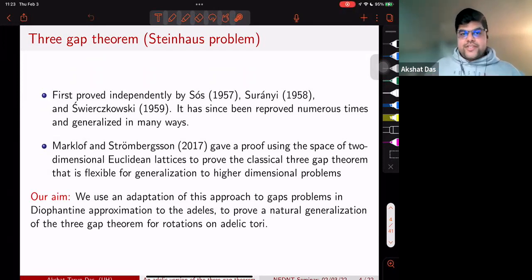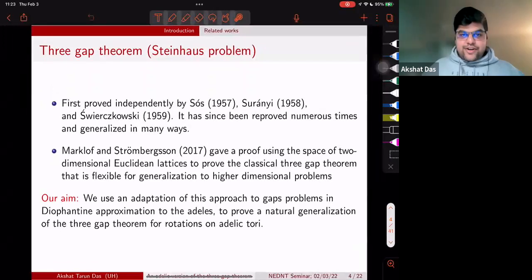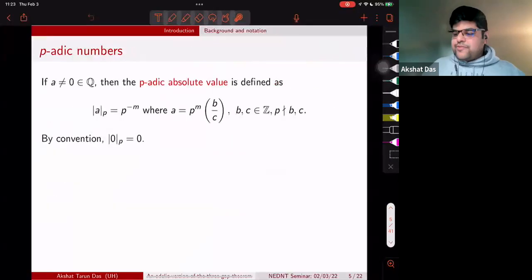And what we are doing in this project is using an adaptation of this process to the adeles to prove a natural generalization of the three-gap theorem for the adelic torus. So that is our goal. But before I start talking about our work, I'll set up some background and notation.